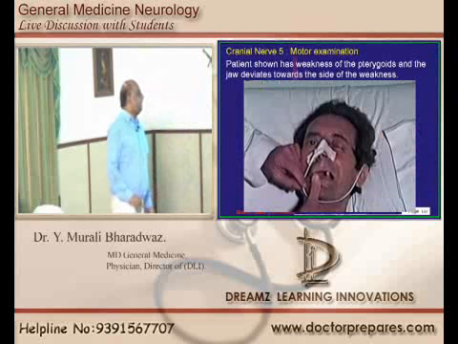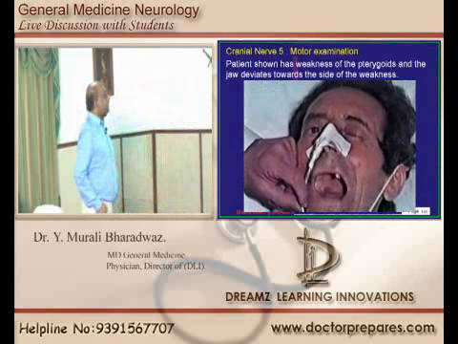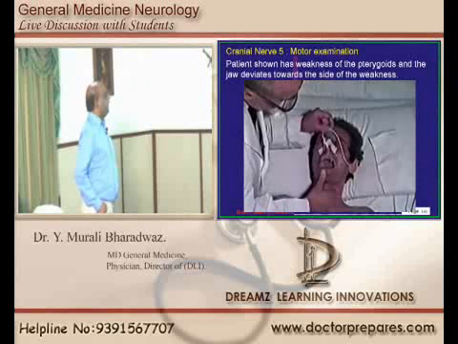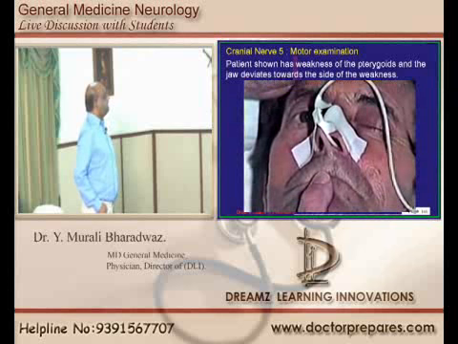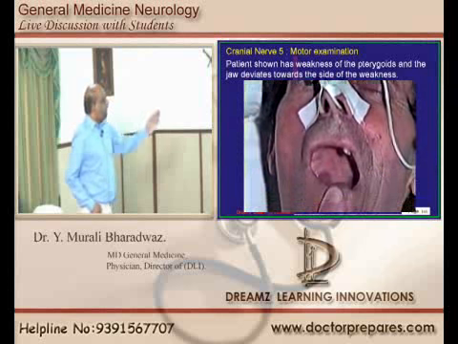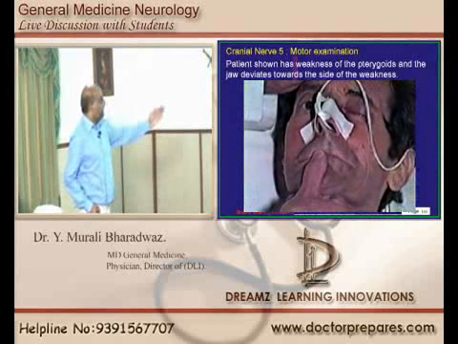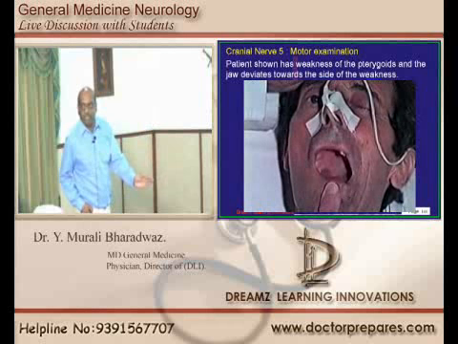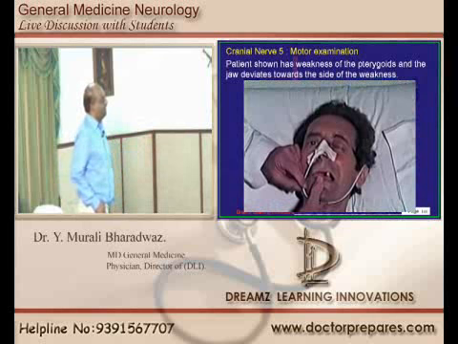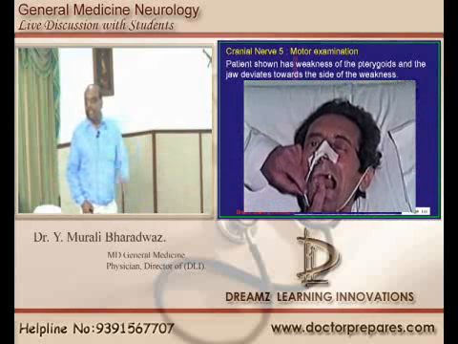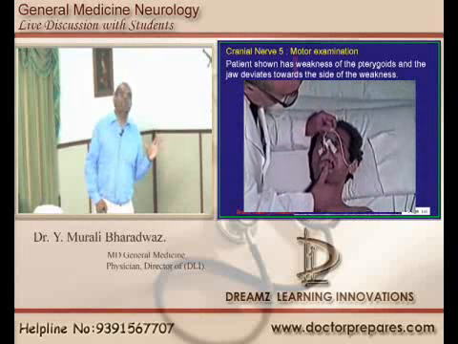Now comes the fifth cranial nerve. How will you examine, doctor? Now you see, you ask the patient to open the mouth. Typically he has a weakness of the pterygoids. That is the reason whenever he is opening the mouth, the jaw is getting deviated towards the side of the weakness. You see, he is closing and now he is opening. How is it? It is deviating. So towards the side of the weakness. Examining the pterygoids is a way to examine the fifth cranial nerve.